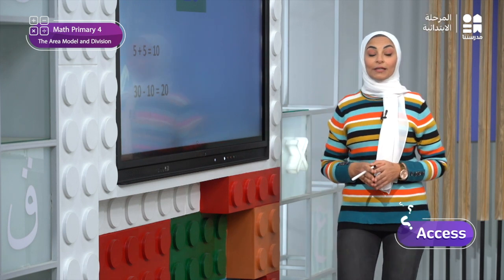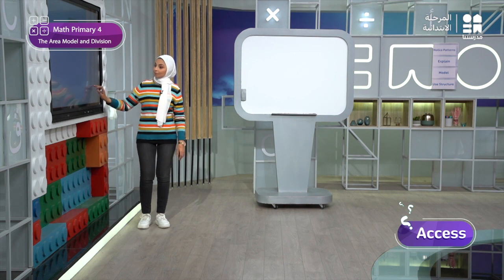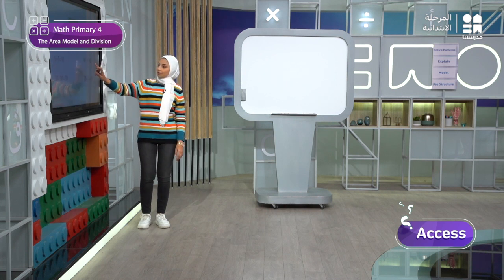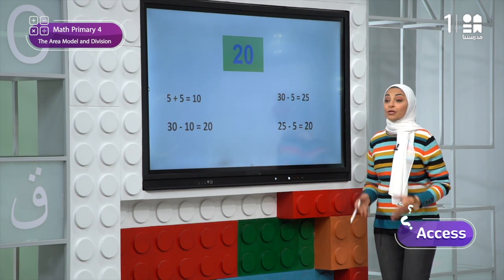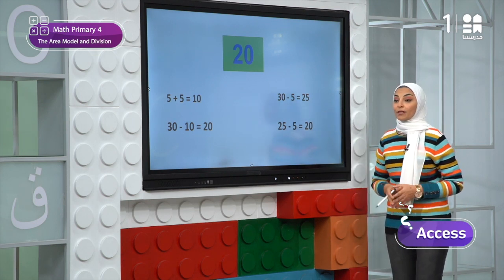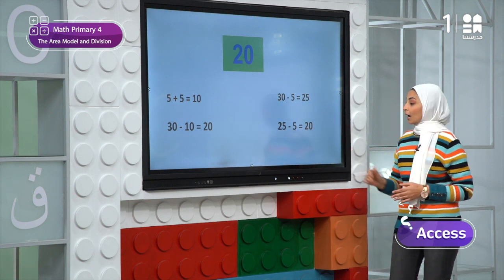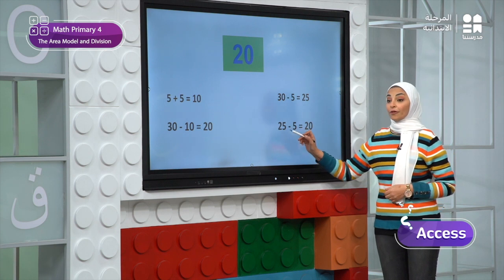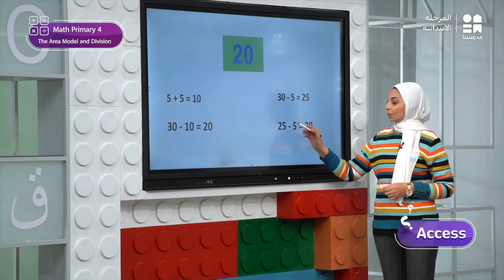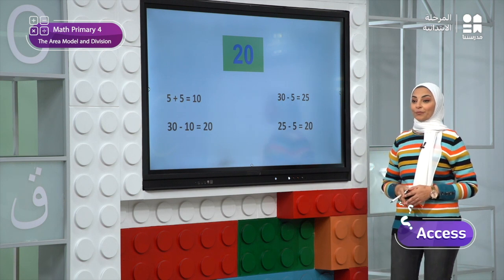I can do it another way. What do I do? I can subtract 5 from 30, like you see here. 30 minus 5. 30 minus 5 gives me what? Yes, 30 minus 5 gives me 25. Now my target number is 20. So what should I do? I will subtract another 5 from 25. So I will do 25 minus 5 to get 20, which is the target number.